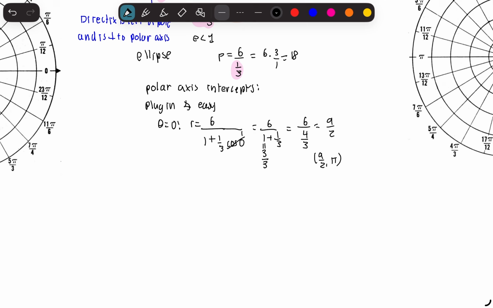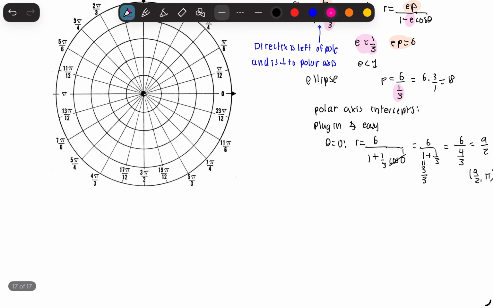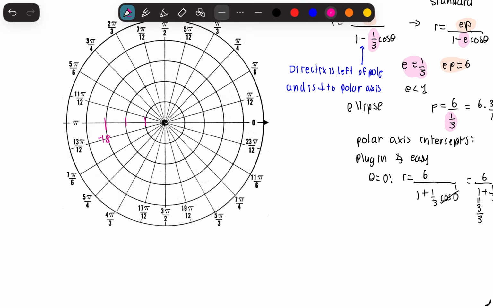Now, after this, how do you graph this? You need to graph the pole, which is going to be the focus at the origin. Now, you need to graph your directrix. So let's break this up into a different scale. So we'll make that negative 18. And we're going to plot the polar intercepts.